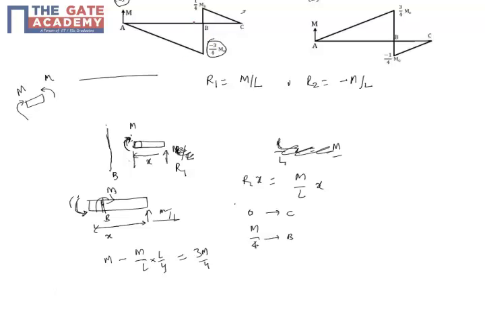Because of the concentrated load there's a change in the shear force diagram. Because of the concentrated moment there's a change in the bending moment diagram. That's why it has changed from M by 4 to minus 3M by 4. And going beyond that, at A the bending moment has to be 0 because it's a hinge, it doesn't support any moment. It has to be a straight line from minus 3M by 4 to 0. So C is correct.